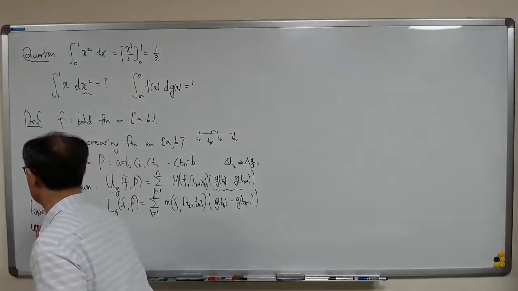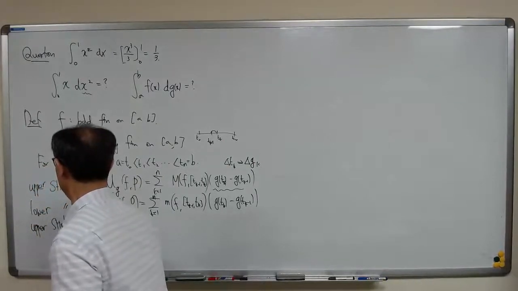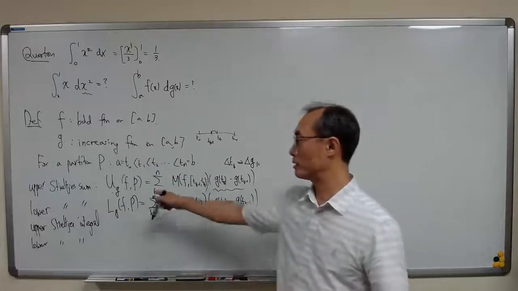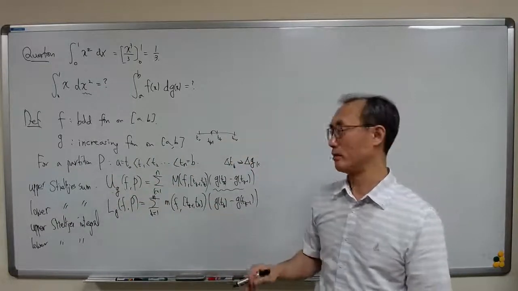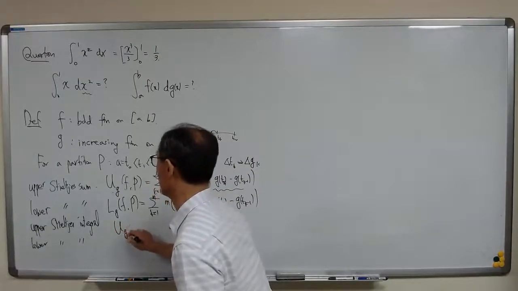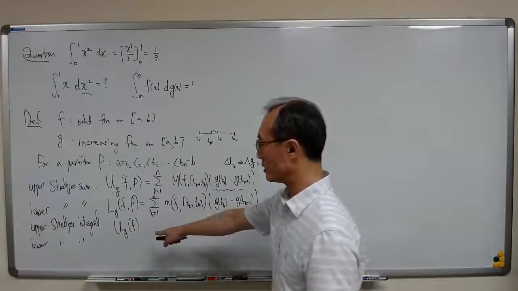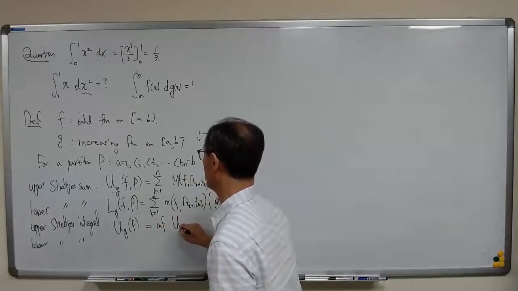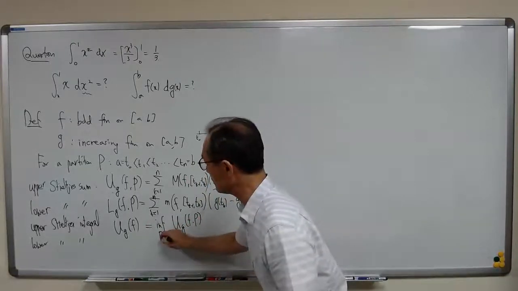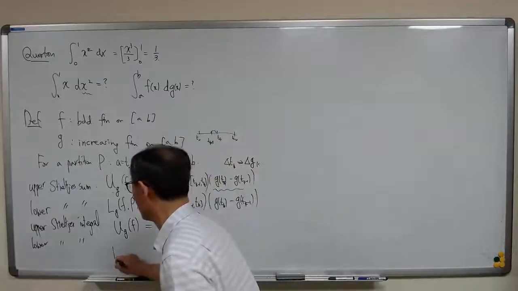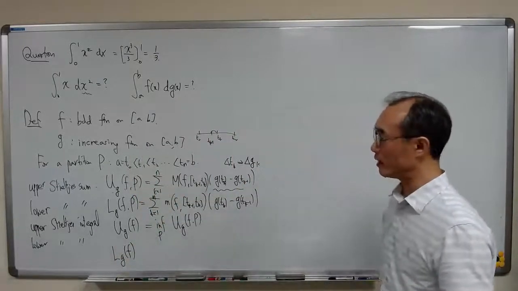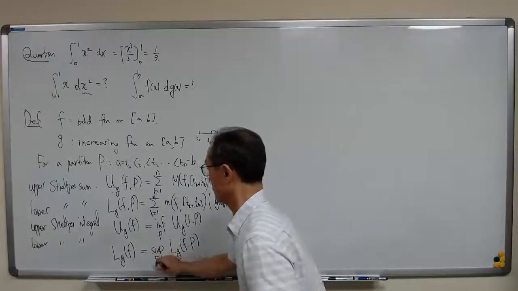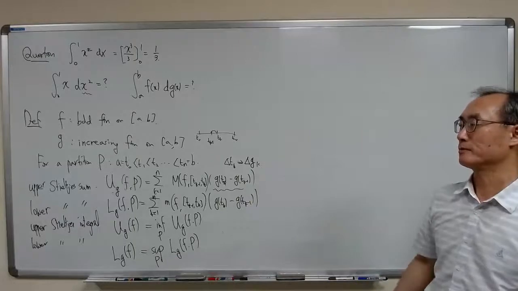So we can define the upper integral and the lower integral. The upper integral, U g of f, is the upper integral of function f with respect to another function g. It is defined by the infimum of U g of f and P over all possible partitions. Similarly, the lower Stieltjes integral, denoted by L g of f, is defined by the supremum of the lower Stieltjes sums, taken over all possible partitions.